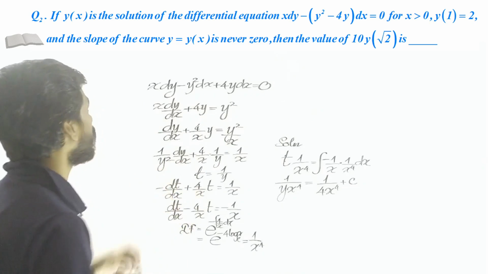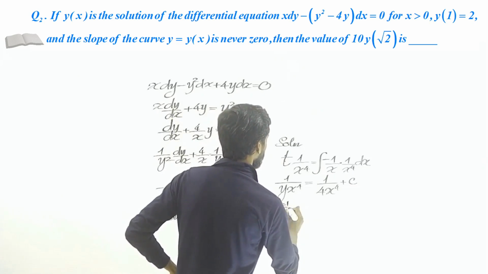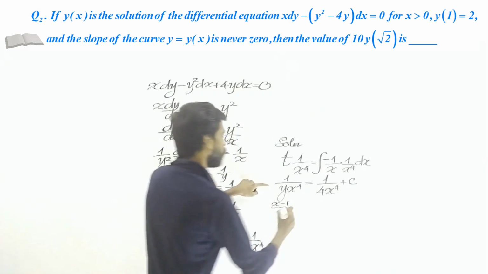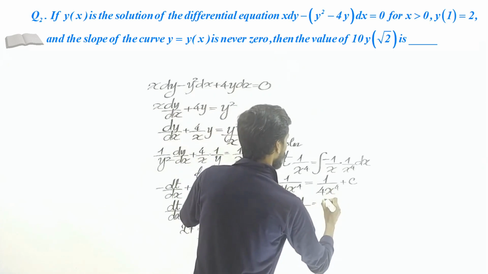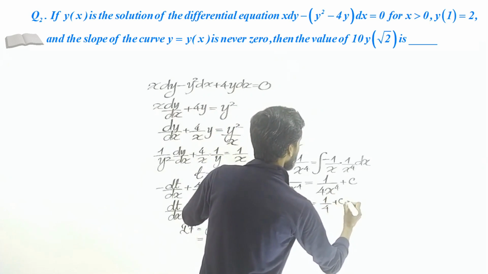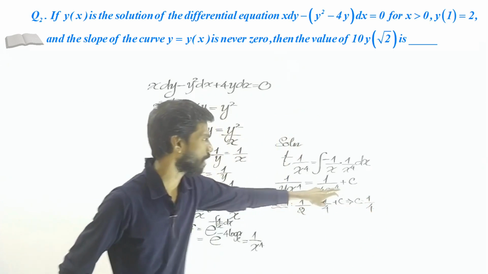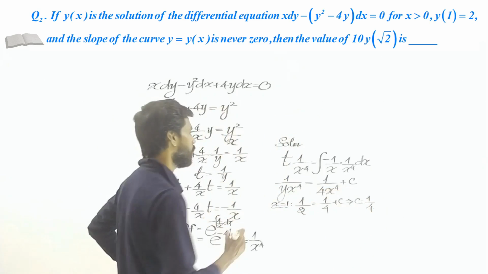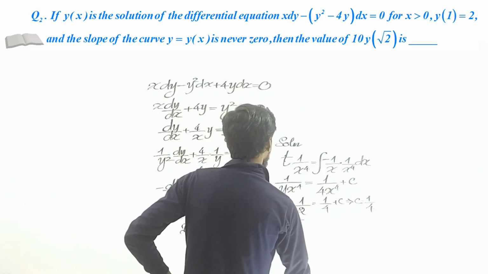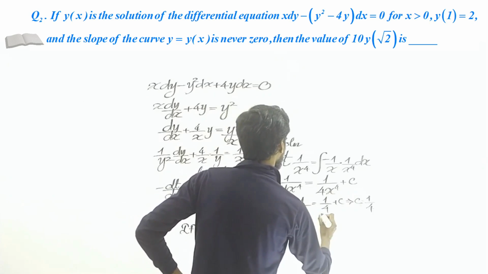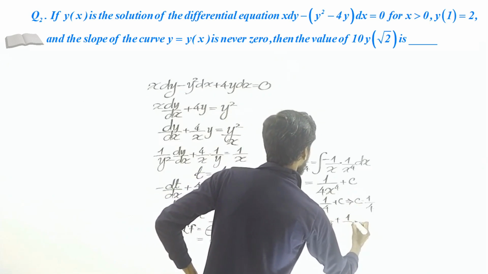Now a particular value is given, y of 1 is 2. So when x is 1, y is 2, and you can substitute here. This gives 1 divided by 2 equals, x is 1, so 1 by 4 plus c, which gives the value of c. C is 1 by 4. If you substitute here, we get the exact solution of the differential equation. So we get 1 divided by y x to the power 4 equals 1 by 4x to the power 4 plus c, which is 1 by 4 again.